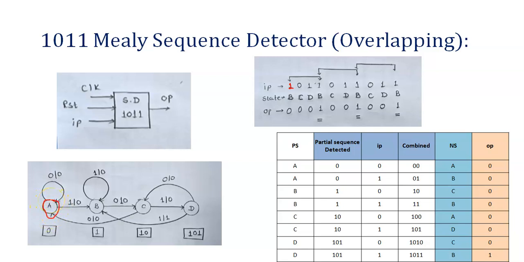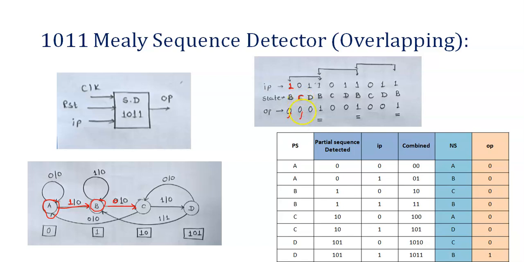So at the starting I am in A state. The input is 1. So where will it be going? When the input is 1, it is moving from A to B. Output is 0. So that's why this output is 0. Second bit is what? So you are in B state, so that's why I have written that I am in B state. Now when you are in B state and the input is 0, it is moving to C state, isn't it? So C is written, output is still 0.